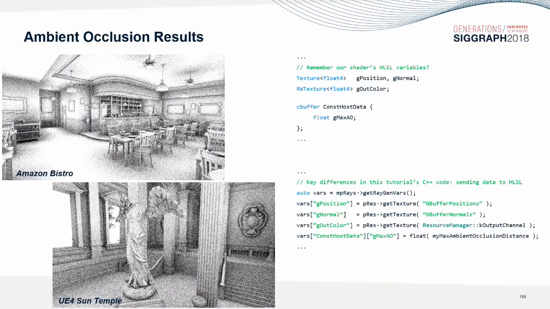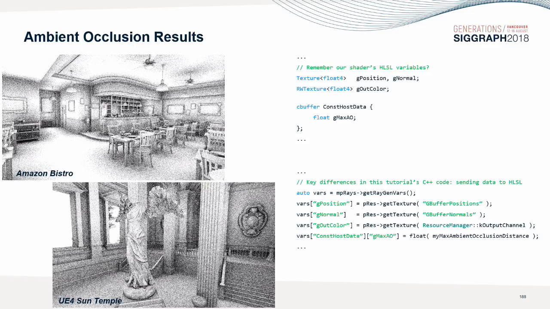So on the C side, just to remind you, I don't have to change very much. Remember our HLSL variables are this. I need a position texture, a normal texture, an output texture, and this ambient occlusion value here. And in the C++ infrastructure that I have, which I think this is the last time I'm going to talk about it, you specify those variables in this way.